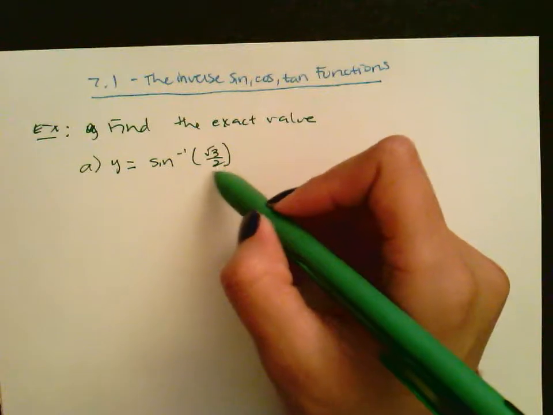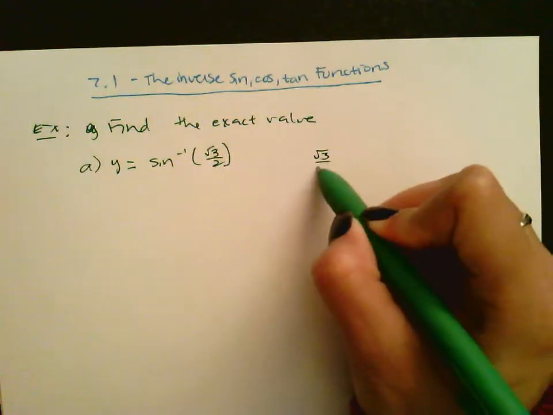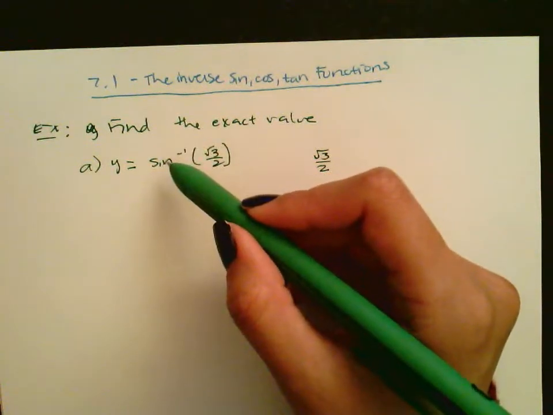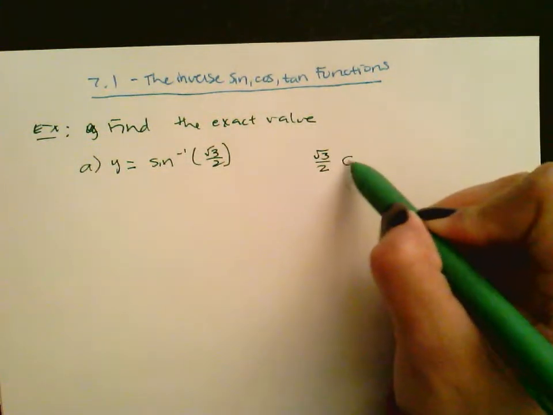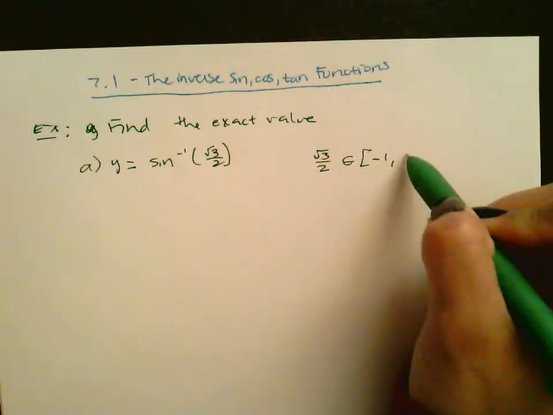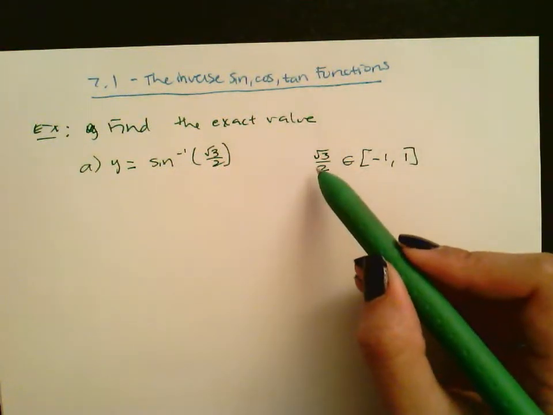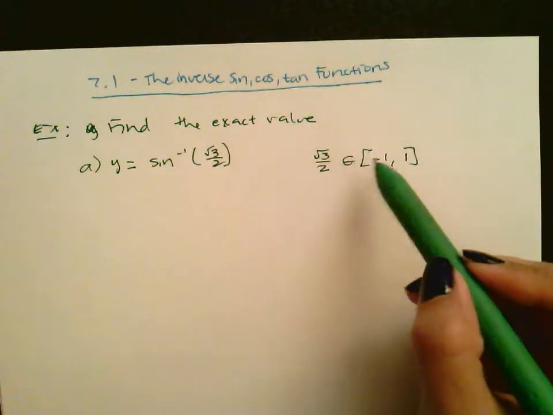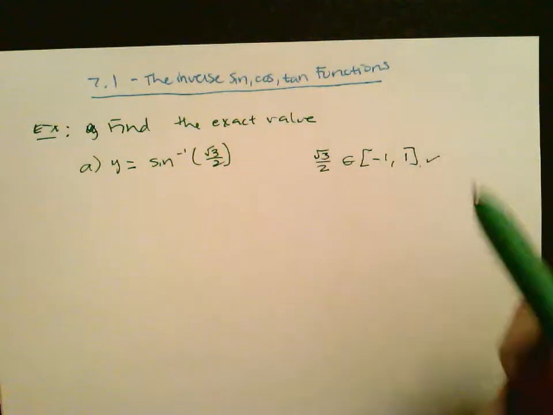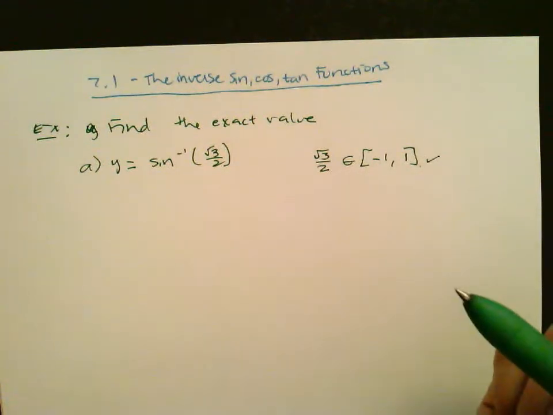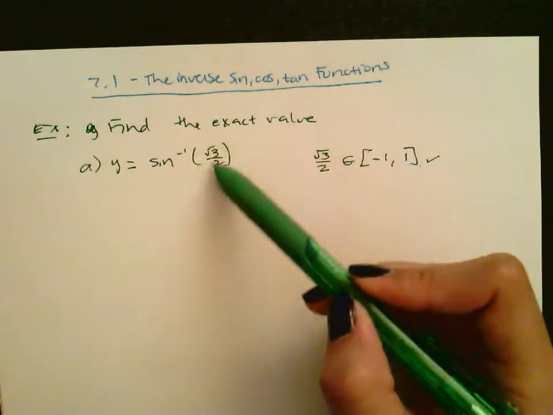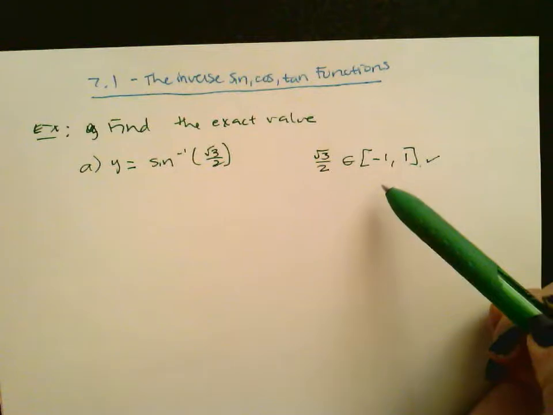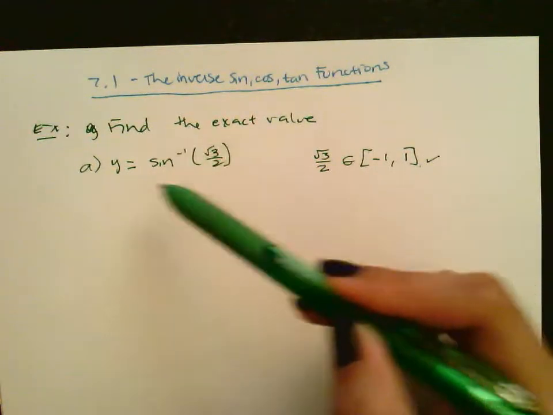So if this input, radical 3 over 2, is the input for sine inverse, remember, inputs for sine inverse are what the original function oscillates between. The original function oscillates between negative 1 to 1. So if radical 3 over 2, which is the input of the sine inverse, is within this restriction, then we're okay. Then we're going to be able to find an answer. If this input for the sine inverse is not within this restriction, negative 1 to 1, then I cannot simplify this. This would be undefined.